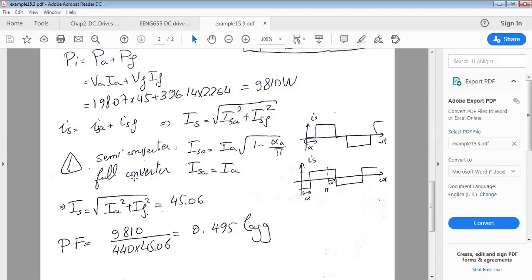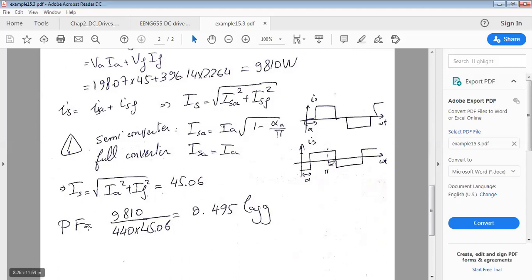Here we have two full converters for the armature and for the field. So IS will be the square root of IA squared plus IF squared, which gives 45.06 amperes. And now we find the power factor of the whole drive is Pin divided by the voltage times the current of the source, and we find that the power factor is equal to 0.496 lagging, and this is a very low value of a power factor.